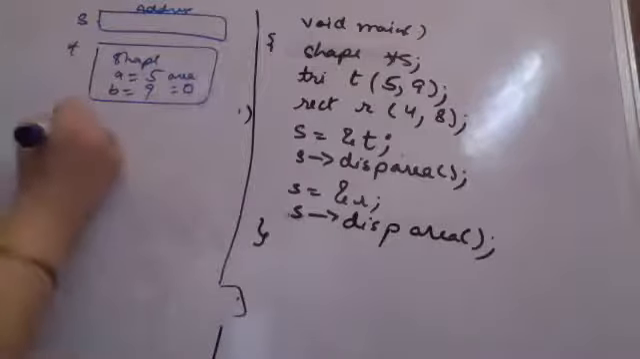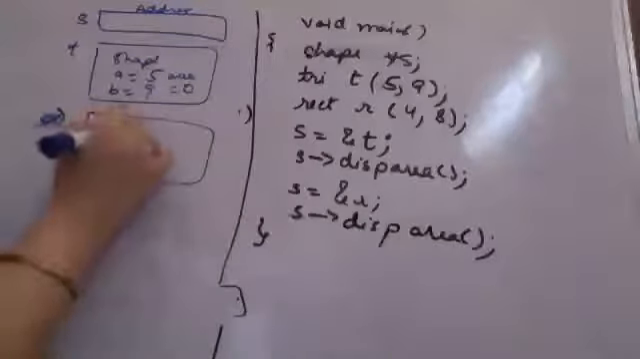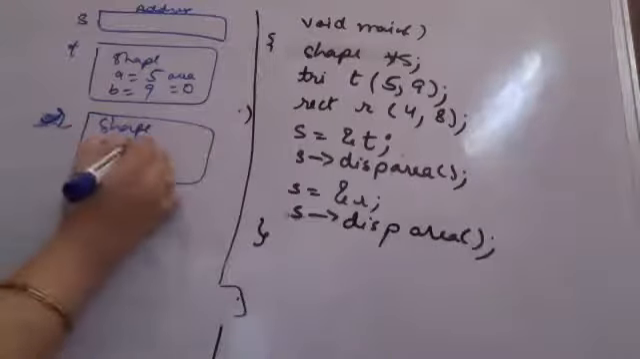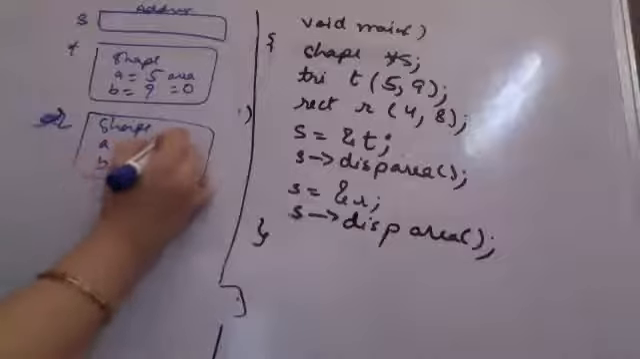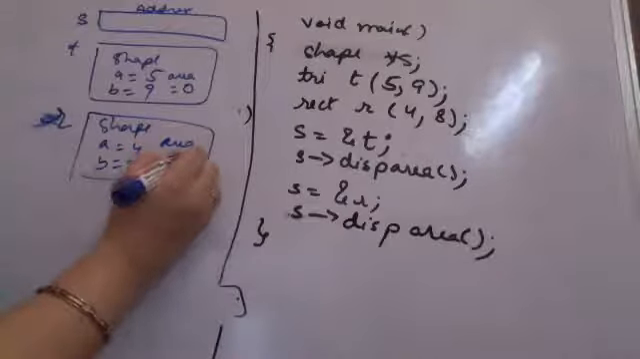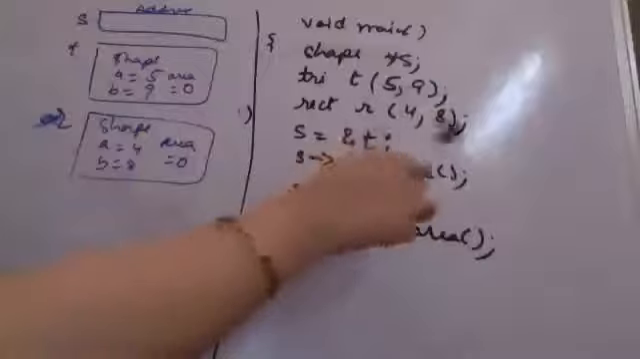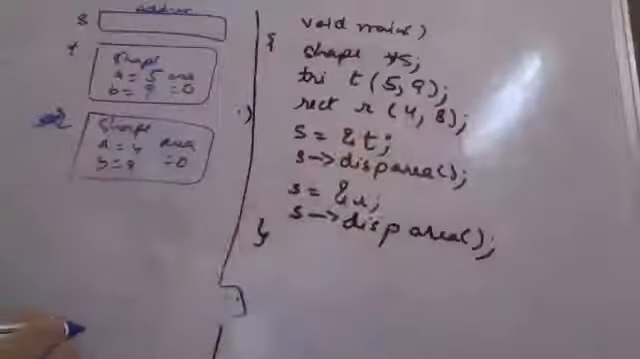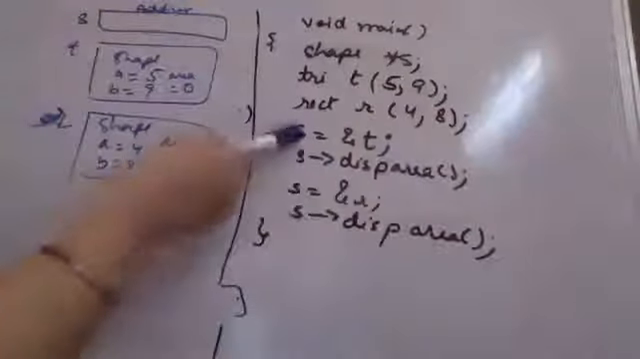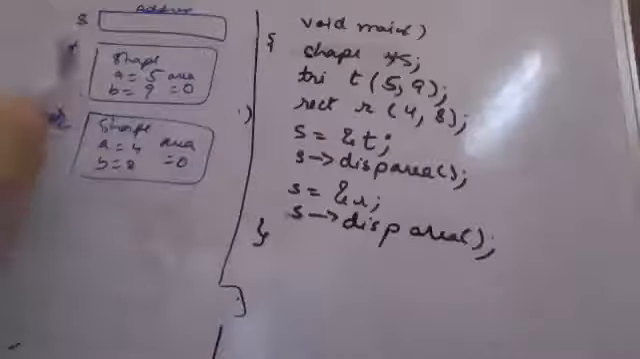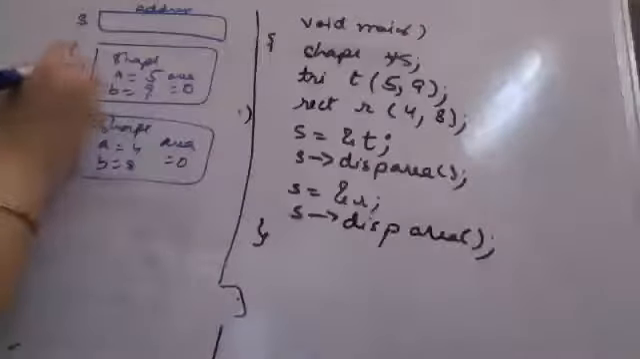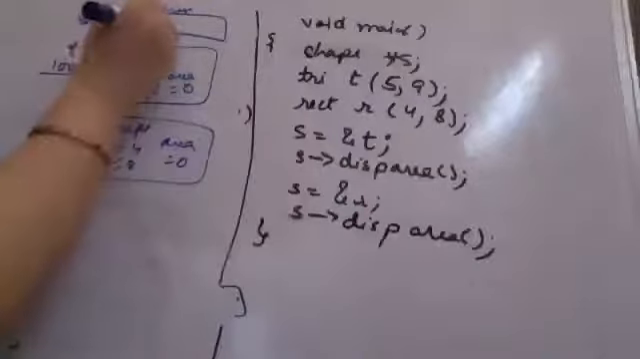Then I am creating rectangle R. Again R is inheriting the shape class. A is 4 and B is 8 and area is 0 using the constructors. This is all using the constructors. R's constructor will be called, and shape's constructor will be called. Now I am saying that S is pointing to T. So whatever the address is, supposedly 1000, S is now pointing to this address 1000.